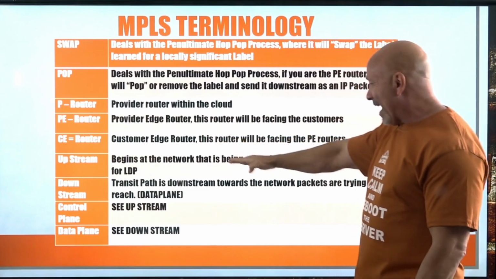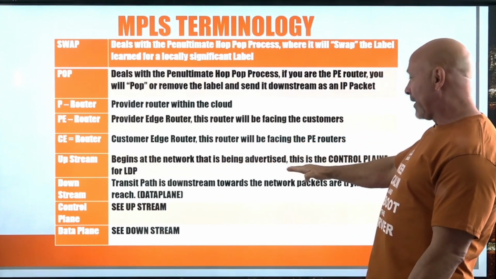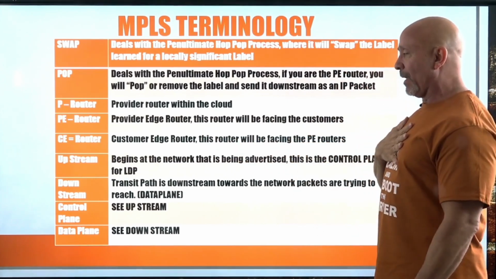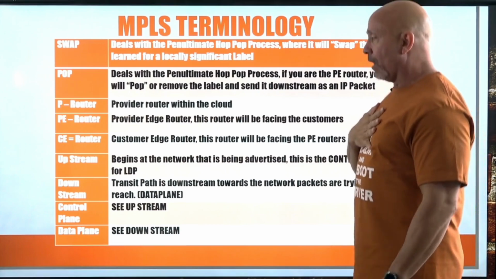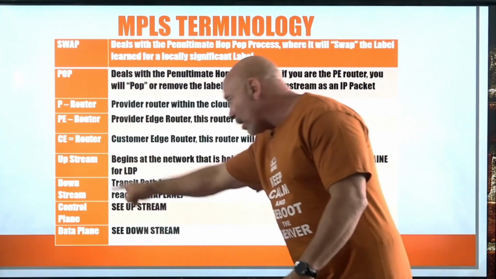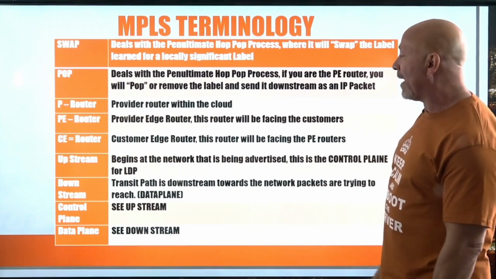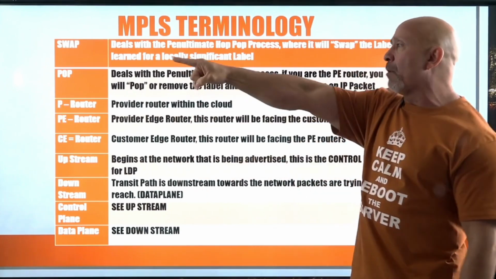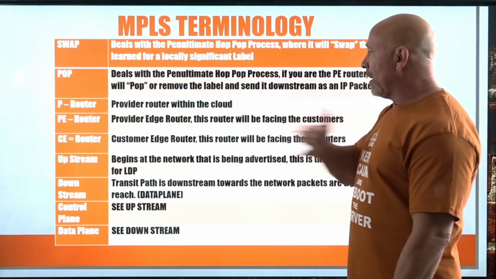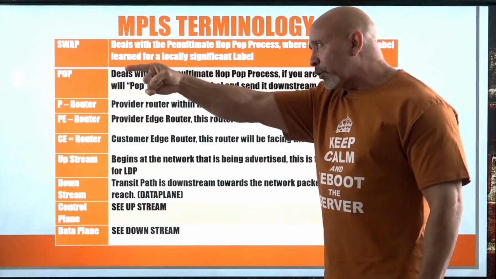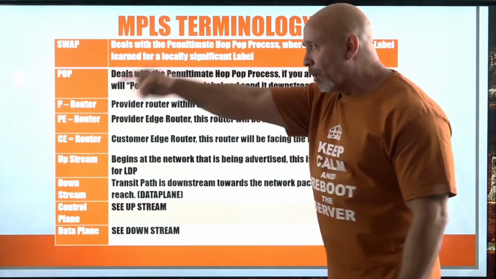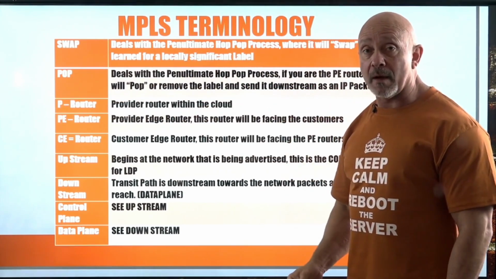Upstream begins at the network that is being advertised. I'm the network that's being advertised, so I am the upstream. Downstream, transmit path downstream towards the network packet you're trying to get to. Okay, so I'm trying to get to that one right over there. So I am the upstream. You're downstream from me. I'm sending you a packet. You see how that works?